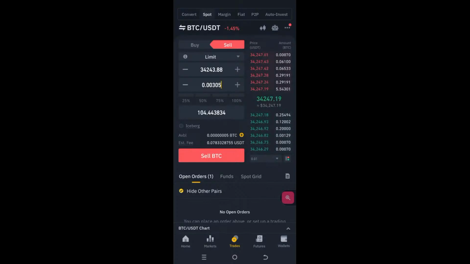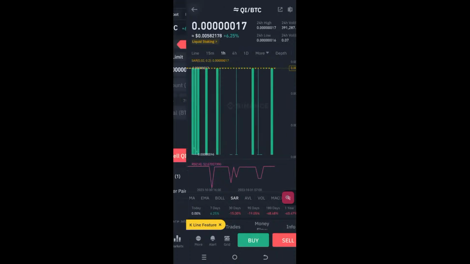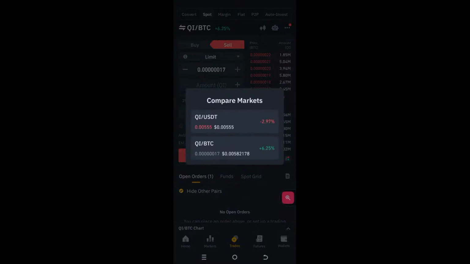Let's go back into QI BTC or QI USDT. Let's check the compare markets. I want to show you something. Because this looks so good, looks like 4%, right? But really, it's not 4%. Let me show you why I'm saying that. Because for us to carry out this trade, we need to look at the order book. Very, very importantly. So I'm going to go back into my QI USDT.